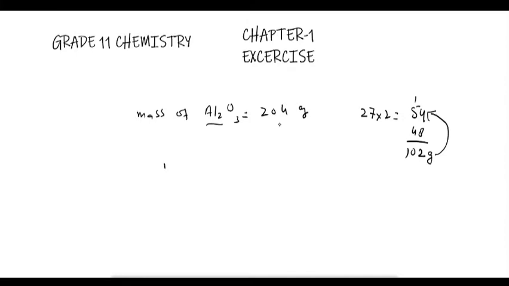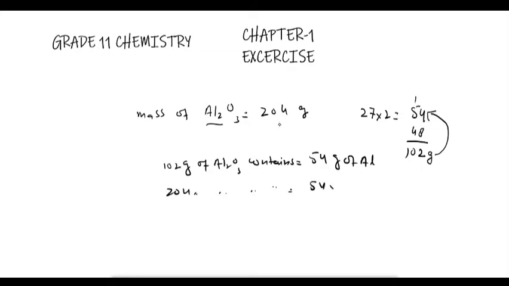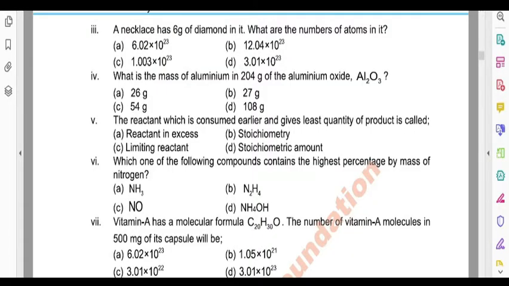So if 102 grams of aluminum oxide contains 54 grams of aluminium, then 204 grams of aluminum oxide would contain 54 multiplied by 204 divided by 102, and this is equal to 108 grams of aluminum. Let's see the options: 26, 27, 54, and 108. So D is the correct option. Question number 5.